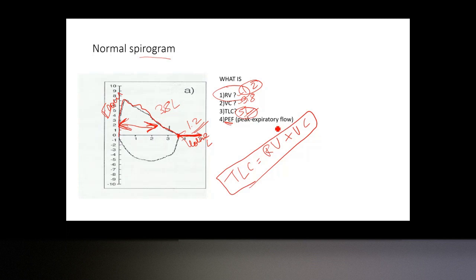So based on that, you can also calculate the vital capacity. Now, can anyone tell me where on the graph is the peak expiratory flow? So we have the flow on the y-axis. Where is the peak for expiration? And what is the value?